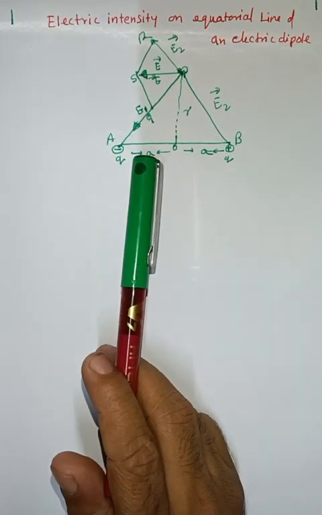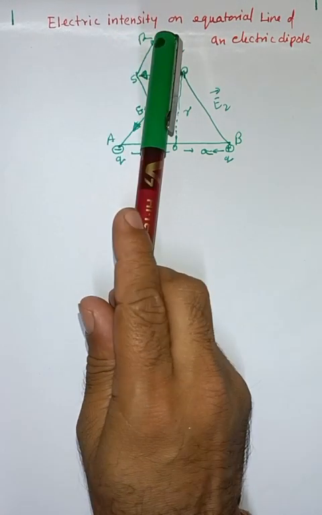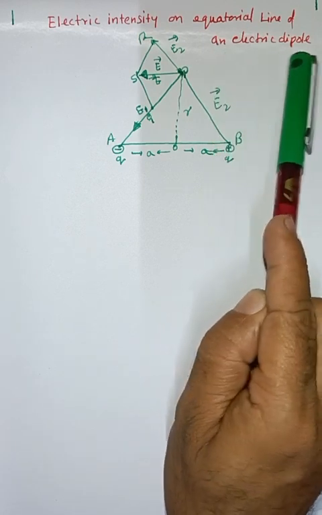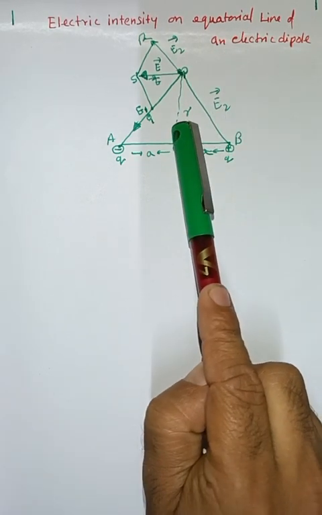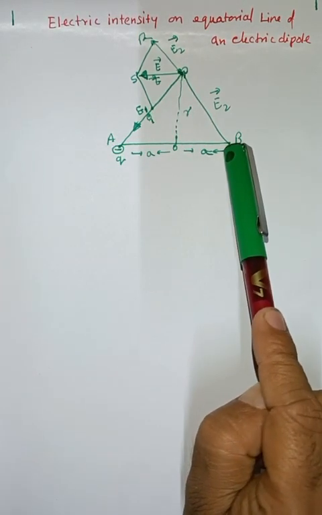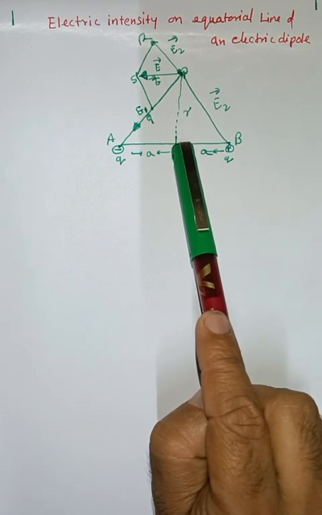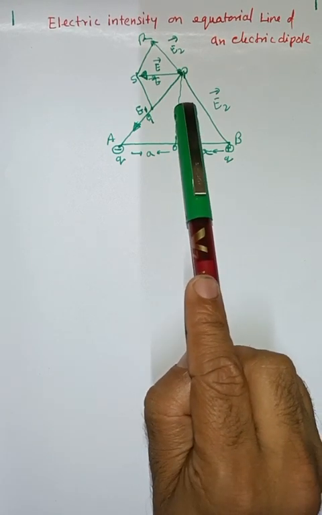Good evening, students. Today I am going to tell you about electric intensity on the equatorial line of an electric dipole. A line perpendicular to the axial line and passing through the midpoint of an electric dipole is called its equatorial line.